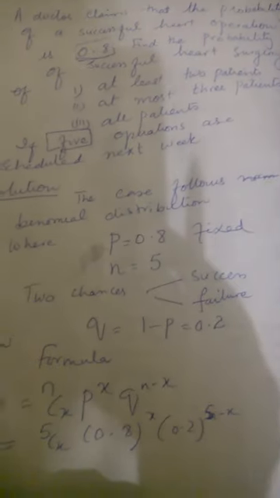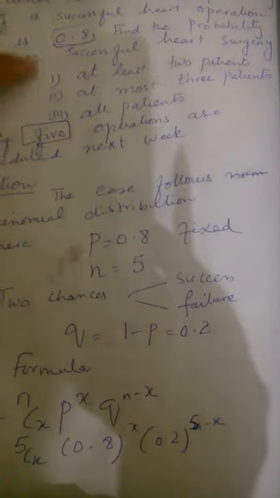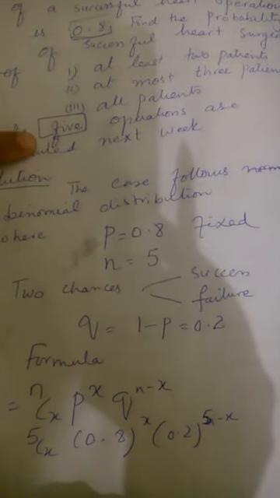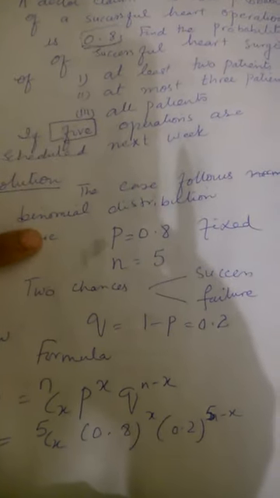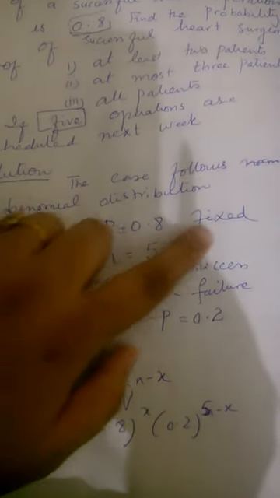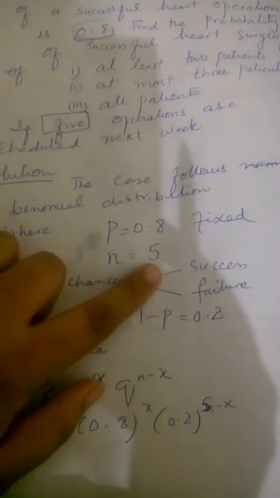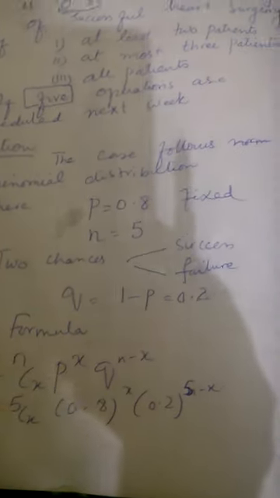While solving the questions of binomial, kindly find and try to locate these two things in the question: what is p and what is n. P is the probability of success and n is the number of trials. This is the case of binomial distribution because there are two chances, success and failure. P is fixed, that is equal to 0.8. n is equal to 5, the number of trials. q is equal to 1 minus p, that is equal to 0.2.